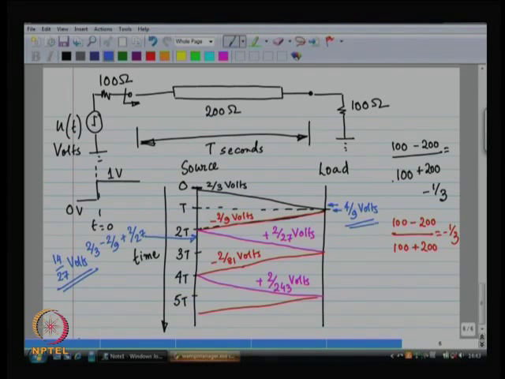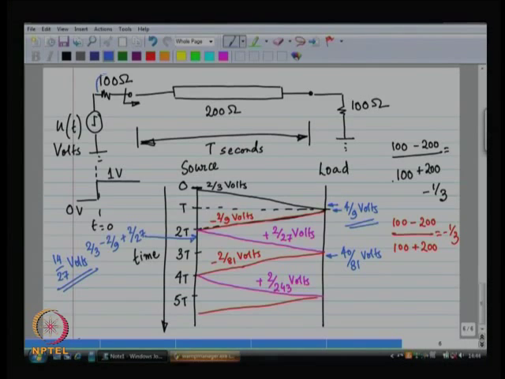Right. This is the value at the source side right after 2t, and right after 3t the voltage on the load side is going to be 2 by 3 minus 2 by 9 plus 2 by 27 minus 2 by 81. So, it is 14 by 27 minus 2 by 81, that is 40 by 81 volts. All right.